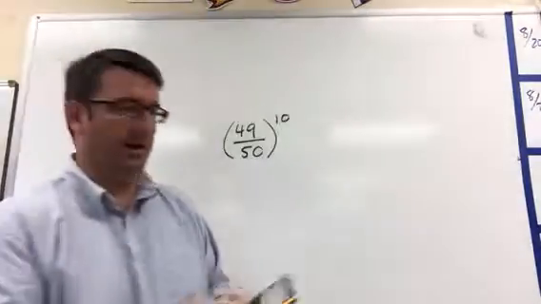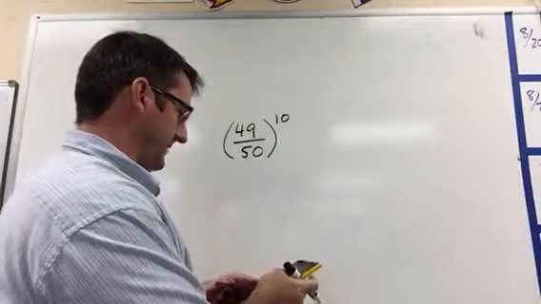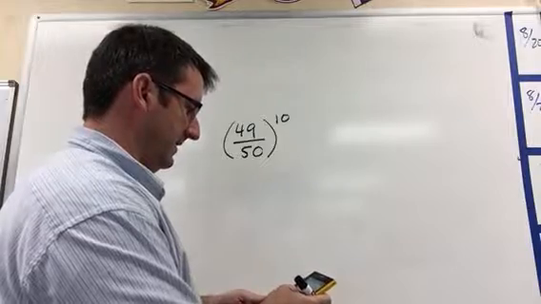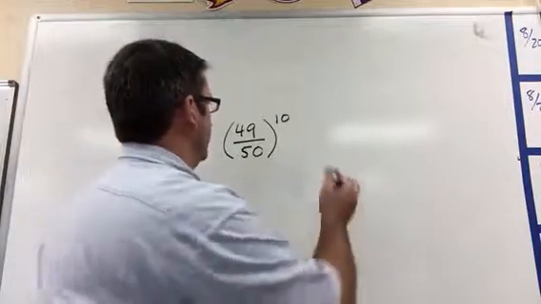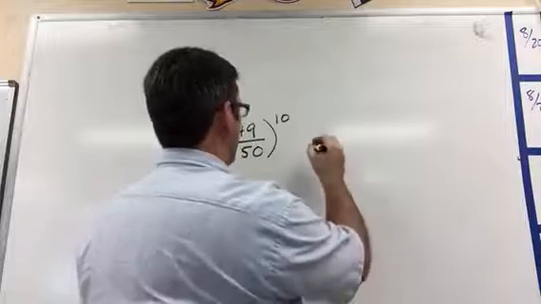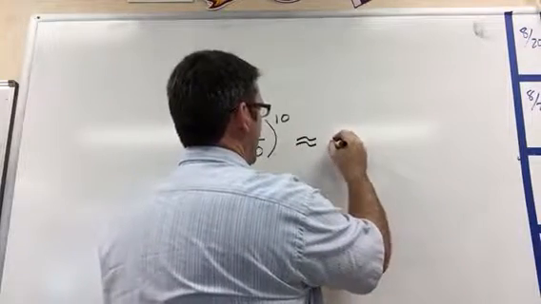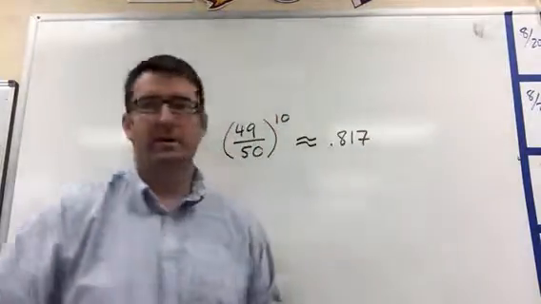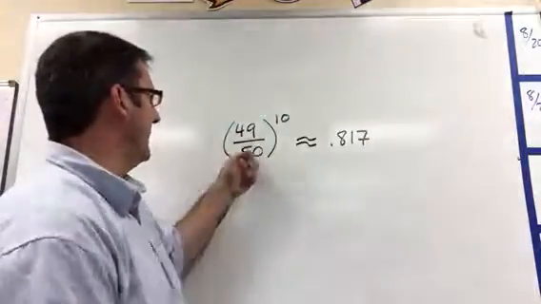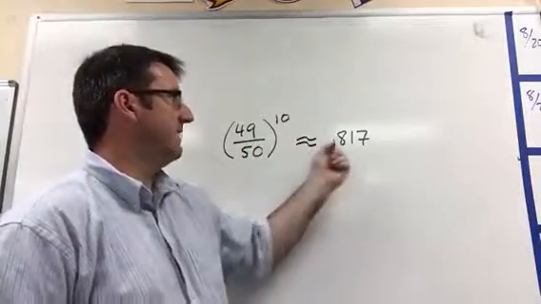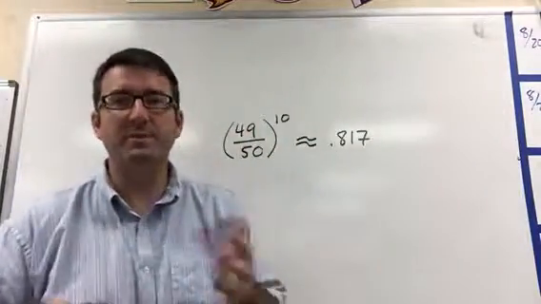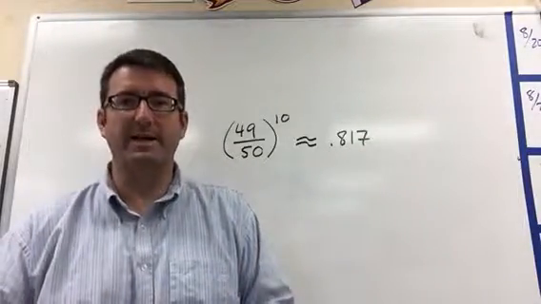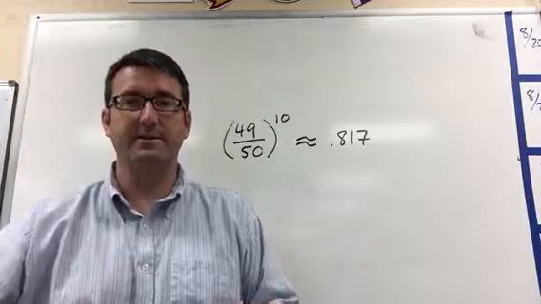And so let's figure that out. So 49 divided by 50 to the 10th power is going to be about 0.817. That's 49 divided by 50 taken to the 10th power is 0.817, which means that there's about an 81.7% chance that we're not going to have a 50-year flood anytime in the next 10 years.